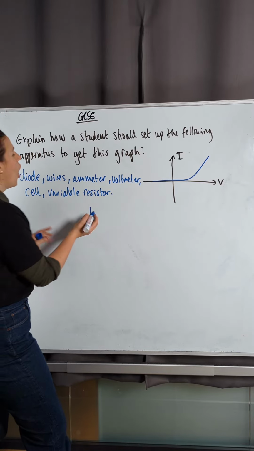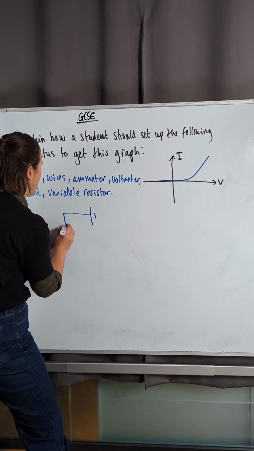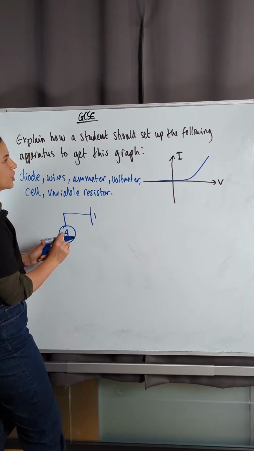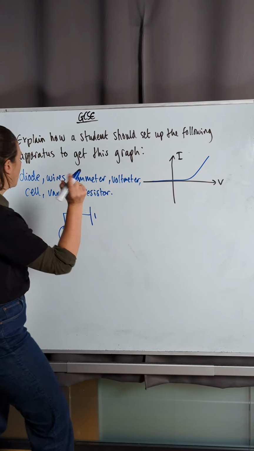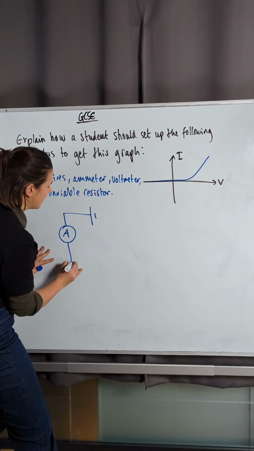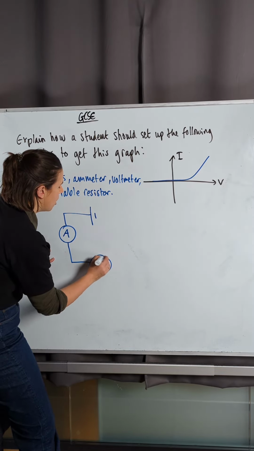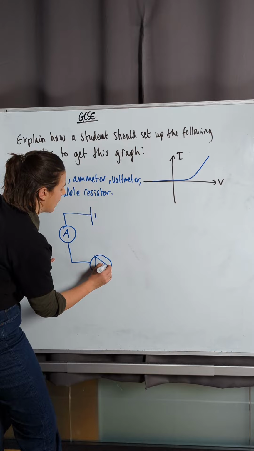Okay, now I'm going to connect it by wires to an ammeter, which is going to measure the current, because this is an IV graph. I need to be able to measure the current. I'm then going to connect that to my diode, okay?